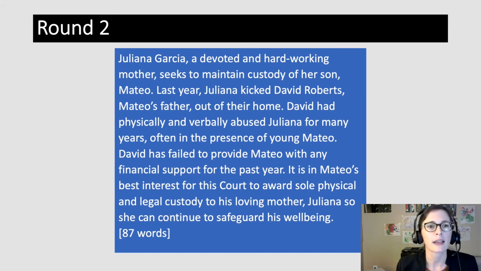Last year, Juliana kicked David Roberts, Mateo's father, out of their home. David had physically and verbally abused Juliana for many years, often in the presence of young Mateo. David has failed to provide Mateo with any financial support for the past year. It's in Mateo's best interest for the court to award sole physical and legal custody to his loving mother, Juliana, so she can continue to safeguard his well-being. This clocks in at 87 words.